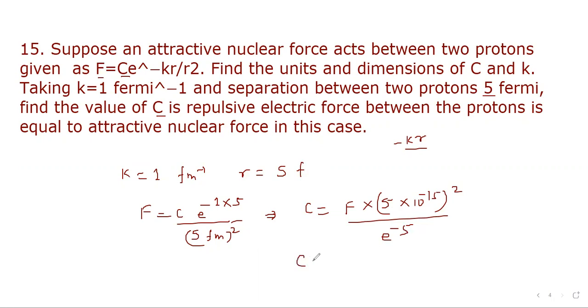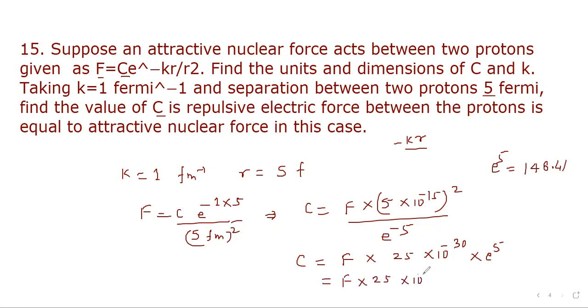This can be further written as C equal to F into 25 into 10 to the power minus 30 into e to the power 5. And the value of e to the power 5, by using a calculator, we will get 148.41. So this will become F times 25 into 10 to the power minus 30 times 148.41. Let's keep it as equation number 1.